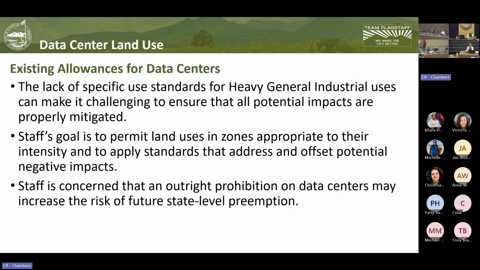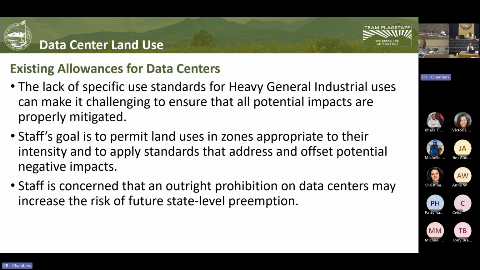So with that, the lack of specific use standards for heavy general industrial uses can make it challenging to ensure that all potential impacts are properly mitigated. Staff's goal is to permit land uses in zones appropriate to their intensity and to apply standards that address and offset potential impacts. It's not our intention to outright ban uses.